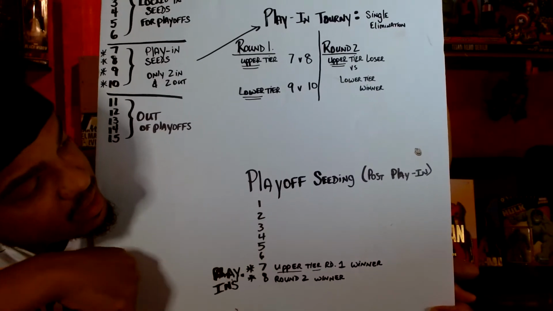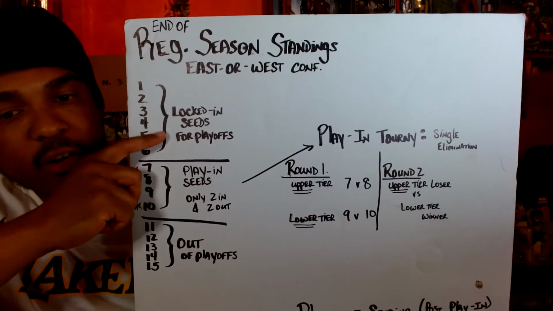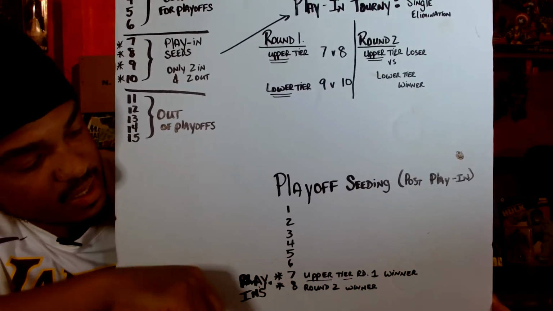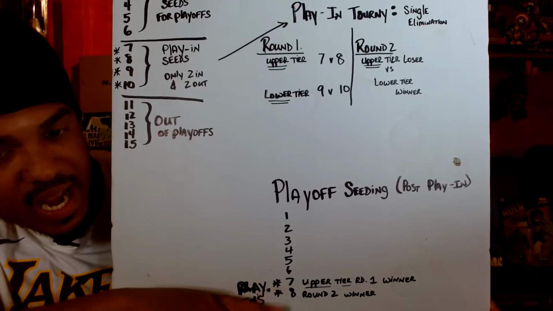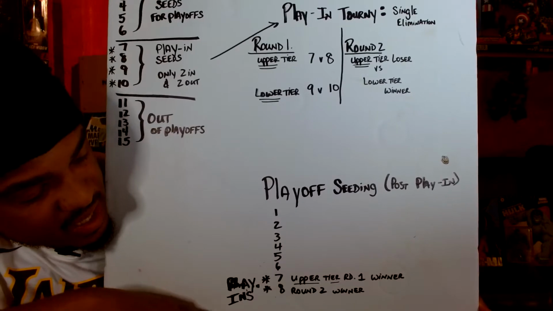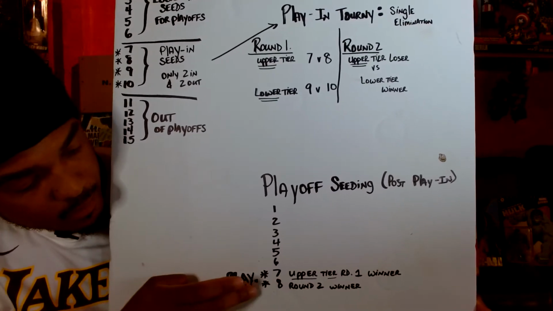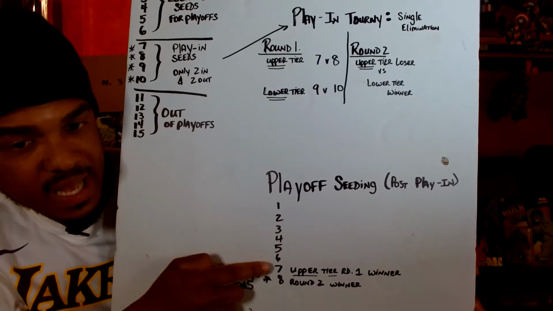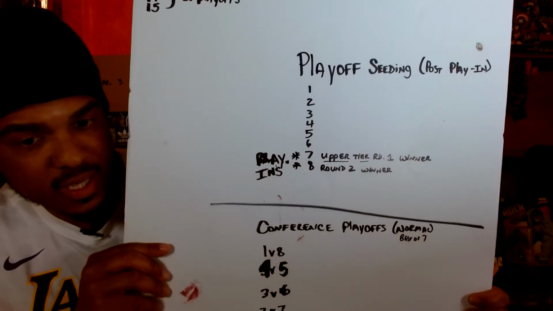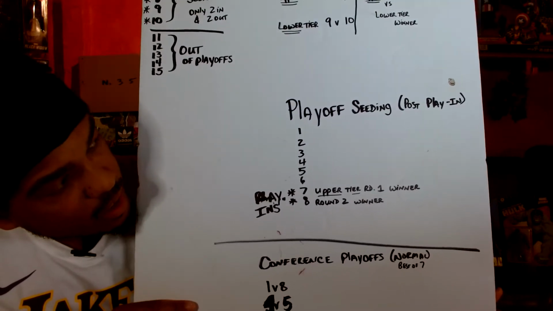So playoff seeding, post play-in: 1 through 6, like we said right here, they're already locked in. So that's just going to carry right over to here. So 1 through 6 stays the same. And for 7 and 8, I put some asterisks there. Upper tier round 1 winner, like I said previously, and for the 8th spot, round 2 winner. These are based off the play-in. So that's how they backfill the 1 through 8, and then it goes back into the traditional sense as far as we know. Sorry about this board. It's an old board, but I figured I'd use it to explain this.